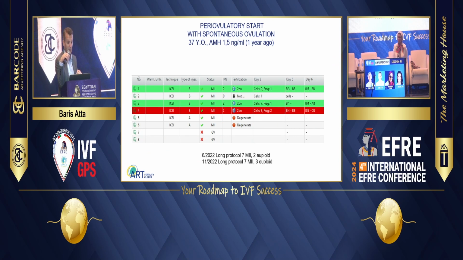And this patient, I treated her 2 years ago again, and you see, with a standard long protocol with synchronization, we got 7 M2s in the other cycle. So with this more flexible approach, our results are the same.